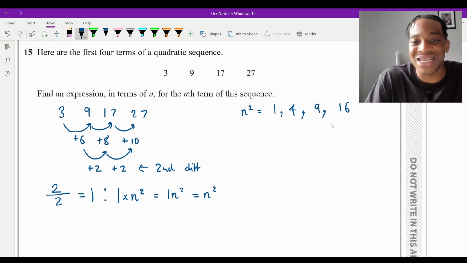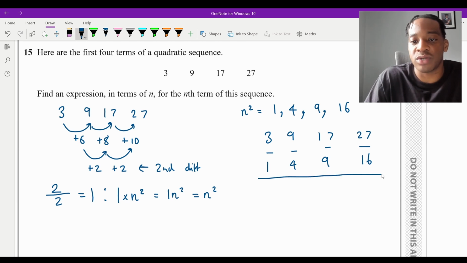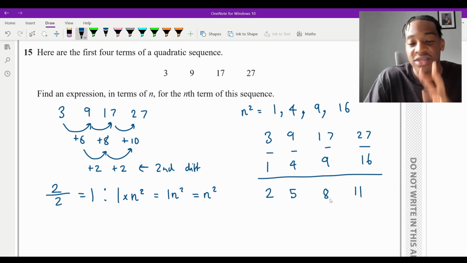Now, once you've got your second sequence, you're going to put your first sequence, the actual question, on top of this one and then subtract them. So I'm going to do 3, 9, 17, and 27, and write this sequence underneath it: 1, 4, 9, and 16. Then I'm going to take these away, and that will form another sequence. 3 take away 1 is 2. 9 take away 4 is 5. 17 take away 9 is 8. And 27 take away 16 is 11. Now you get a third sequence.